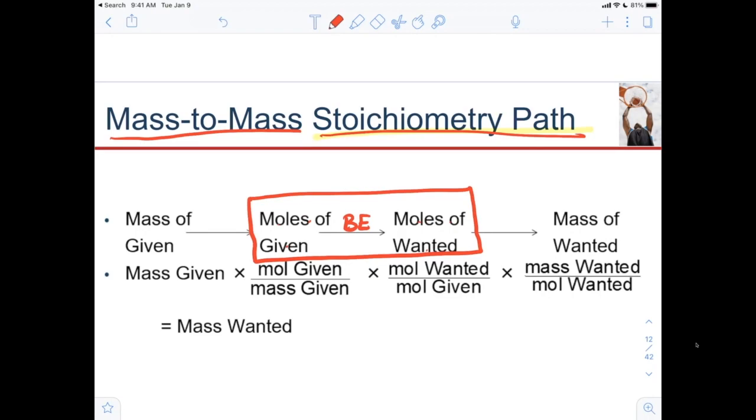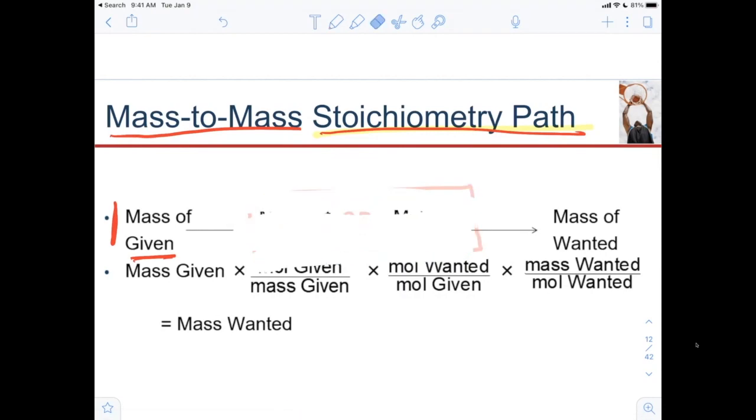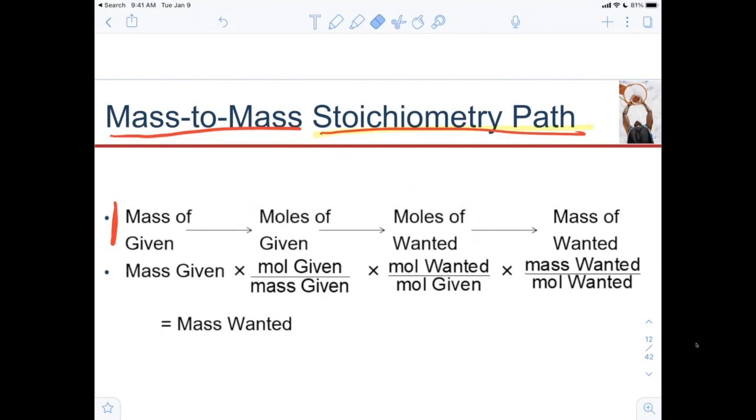But they're telling you there's more to the story. The story starts before moles of given. It really starts at mass of given. So some problems may give you mass, and if they give you mass, you have to start here. You can't skip and start here, right? So they call this the conversion path.